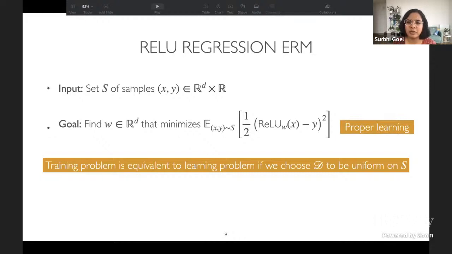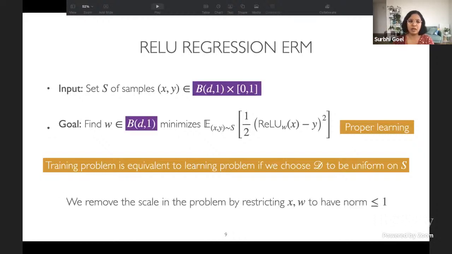And note that, as Elias already mentioned, we're going to focus on proper learning. So we want to output a W that actually fits the best possible label. And to remove the scale of dimension, we'll just assume that the input X is in the unit ball and the Y label is in [0, 1]. And even the weight that we're trying to optimize is only restricted to the unit ball. So these are restricted to have norm 1, so there won't be any scale dependence on the dimension.